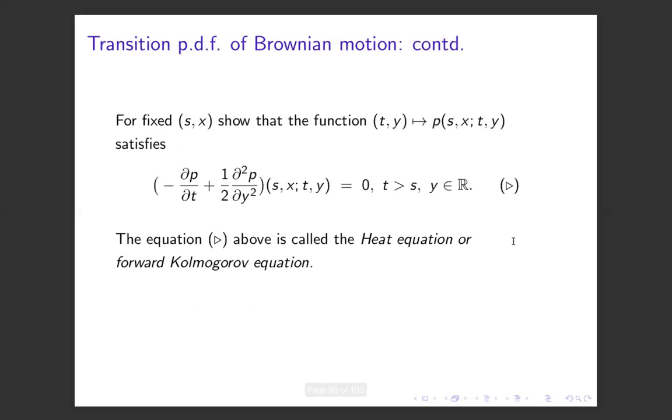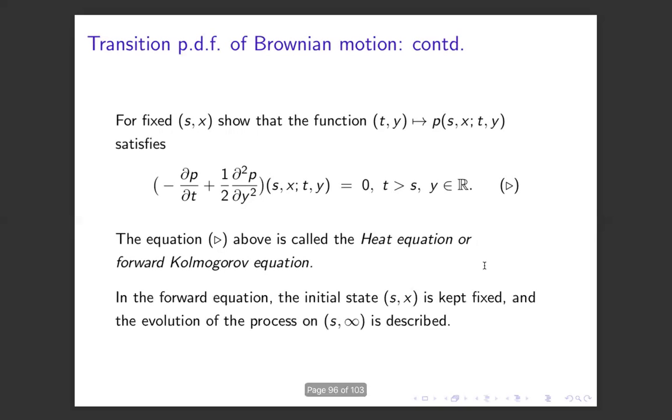Okay, first I will write. This is the heat equation. In our context, it is also the forward Kolmogorov equation. So that is why in this symbol, I am looking at the forward direction. Namely, s and x, the initial state is fixed, and this is considered as the equation concerning the terminal state. So in the forward equation, the initial state s, x is kept fixed, and the evolution of the process on the interval s to infinity is described.